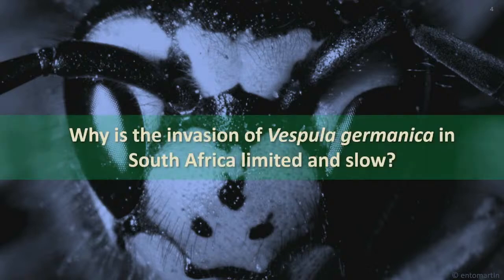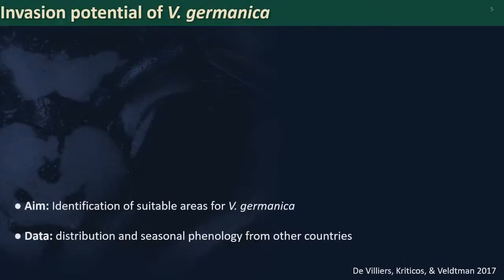So we can ask the question: why is the invasion of Vespula germanica in South Africa limited and slow? If we manage to understand the factors that can limit the invasion of the species, it can be helpful to maybe prevent the species from coming into the Kruger National Park, for example.